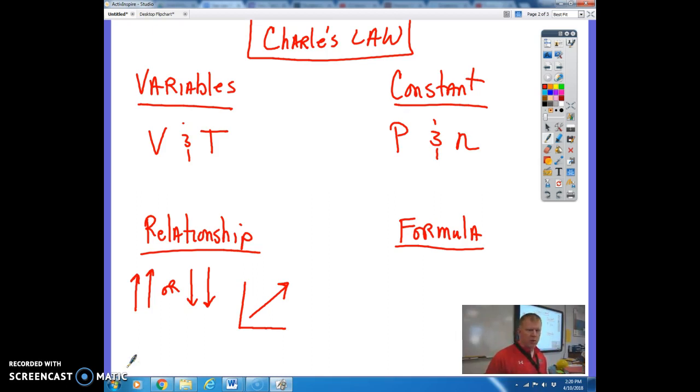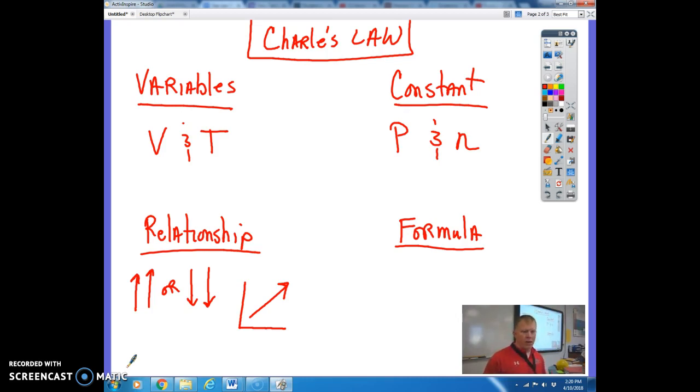Last one was Boyle's law. The variables and constants are going to be slightly different. Remember, we have 4 variables when dealing with gas laws: pressure, volume, temperature, and number of particles. When working with Charles's law, the variables are going to be volume and temperature. What's being held constant in Charles's law is pressure and the number of particles. So each one of these we're talking about initially will have 2 variables changing, 2 things being held constant.